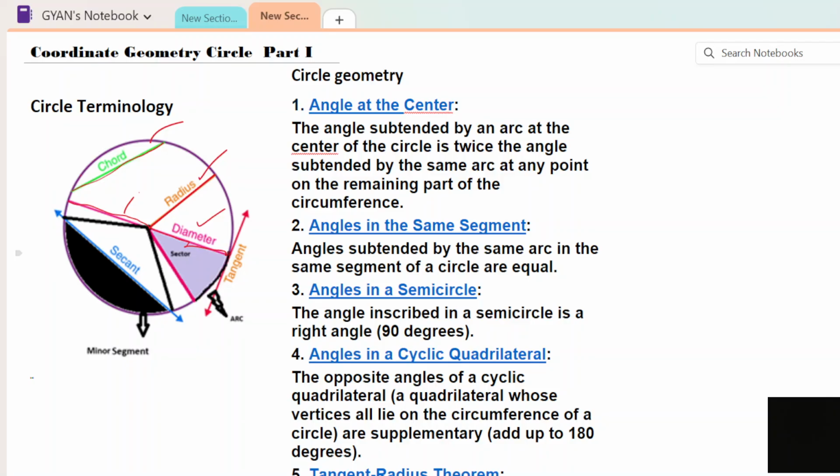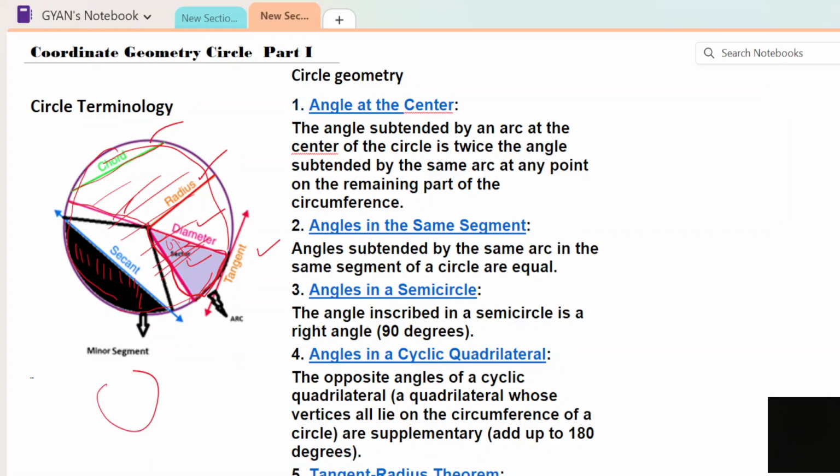Any line that just touches the arc is called a tangent. This is called the minor arc. So what is the major arc? This arc will be the major arc. This is called the minor segment. So what is the major segment? All of this will be called the major segment. This one, with any angle, is called a sector. This is the sector. So this is the circle terminology.